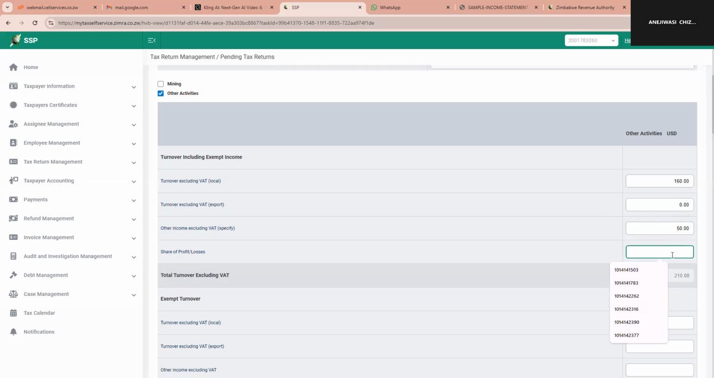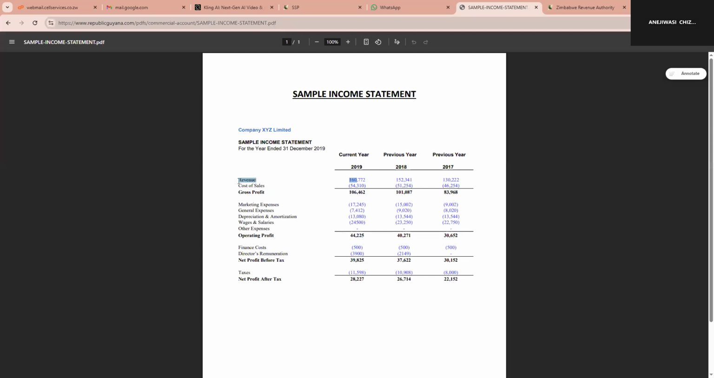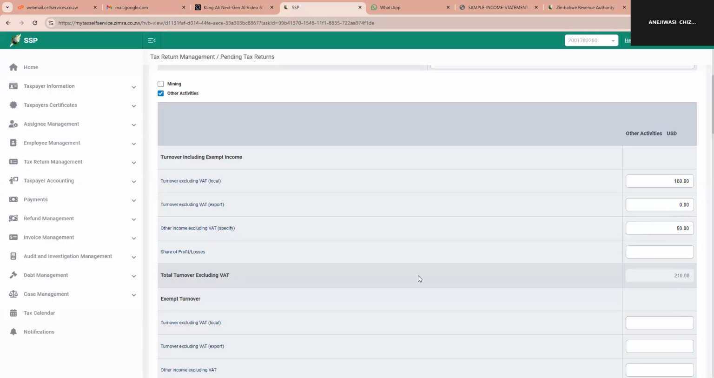It could be a private company, it could be a public company, as long as you got something. So you see, once you add up these figures, and as I said, this will be coming from your income statement, because on this part with Zimra, we agree there is no harm on this part. So we agree. So you are just taking those figures and you are inputting them. So in this case, we would find we have total turnover excluding VAT of 210.